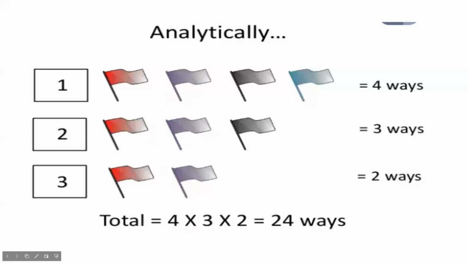And here is an analytical approach to how they came up with those 24 ways. So you have to make a signal with 3 flags. The first flag that you're going to use, you have 4 flags to fill that space, right? Oh, by the way, in this problem, the assumption is that you are not repeating any flag.